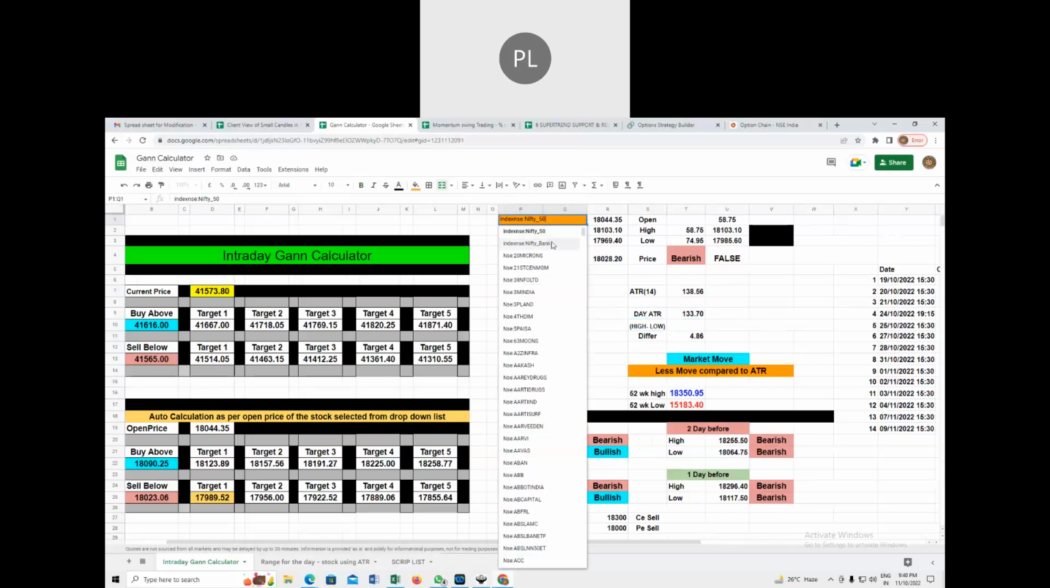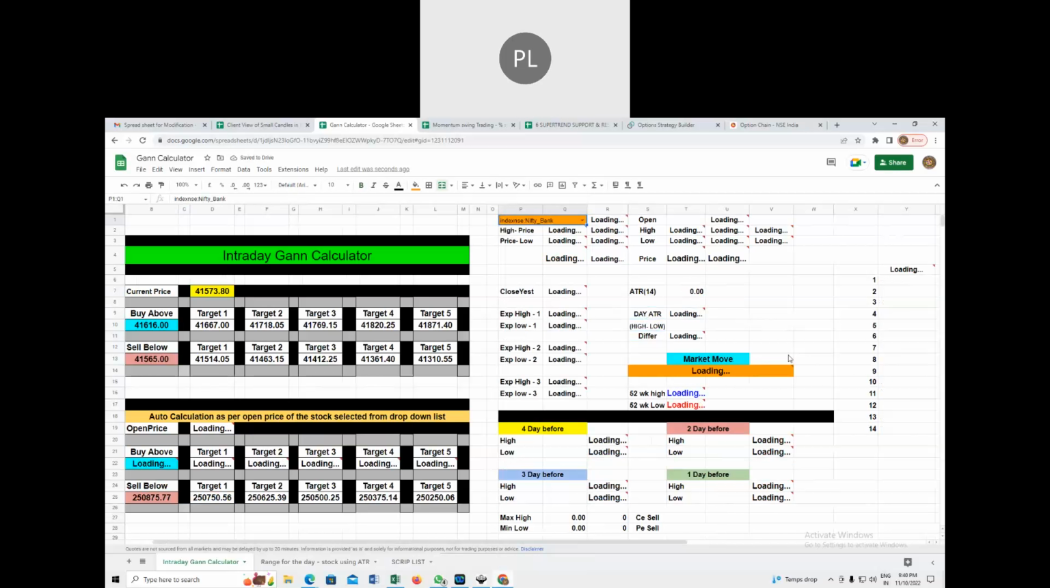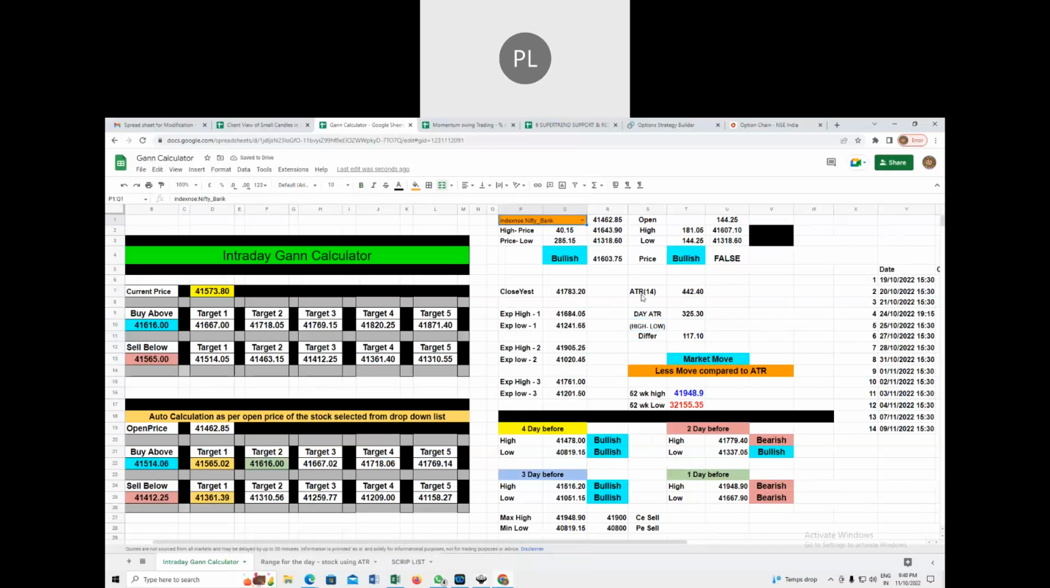Whereas in case of Bank Nifty, you can see that these values are very different, because it opened at 41,462. Sorry, it came down first from 41,462 to 41,318, and then started moving up and ended the day at 41,603.75 after making a high of 41,643.